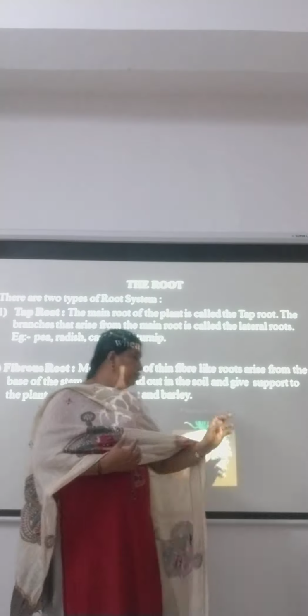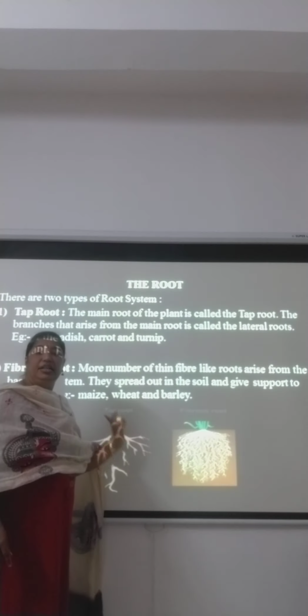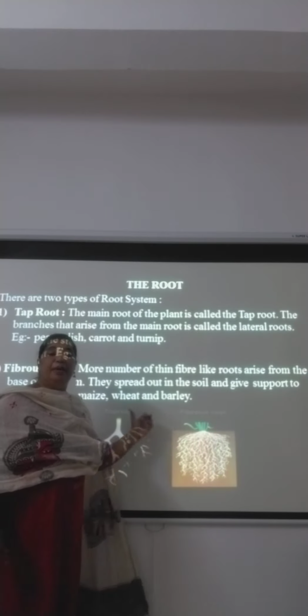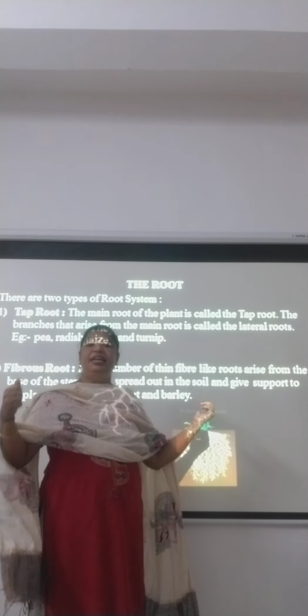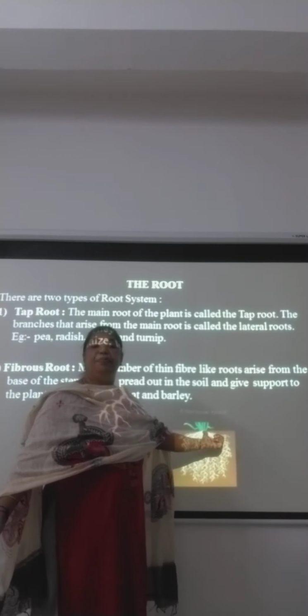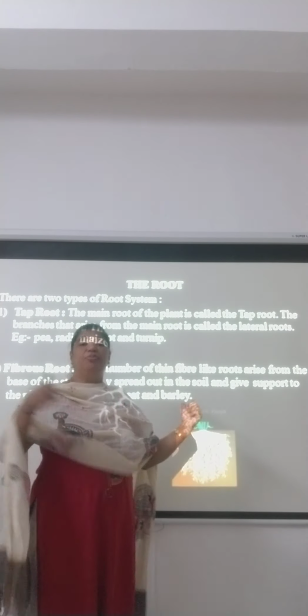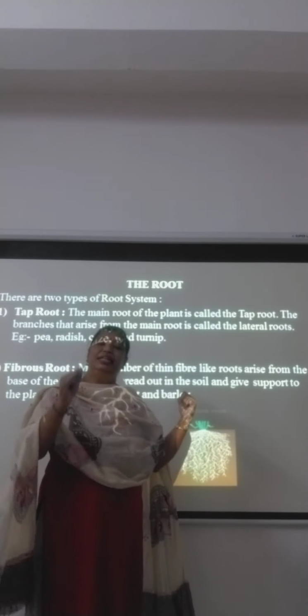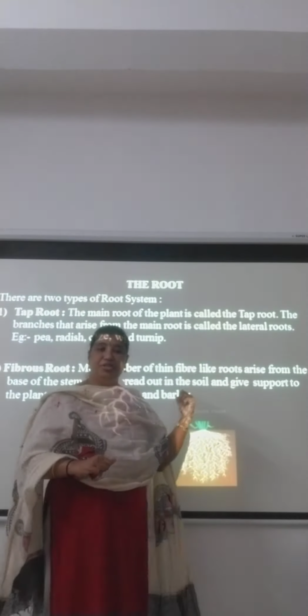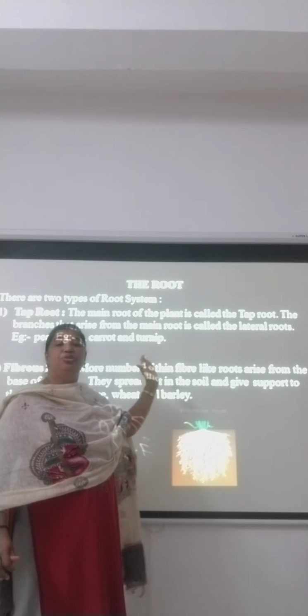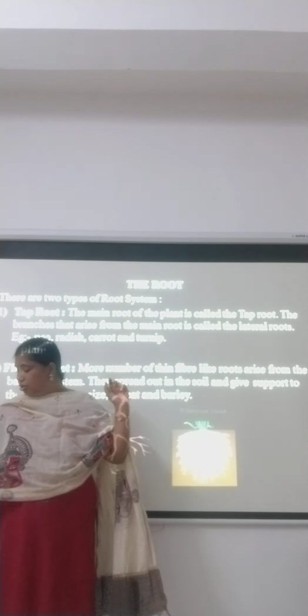Understood now, children? So, have you known the difference between a taproot system and a fibrous root system? Yes, yes. The plants can be easily removed if it is a fibrous root plant. Understood? But if you want to remove a taproot plant, it is a little difficult. Understood? So, this is how the root system is divided into two types. Right? Now, let's go to the next part.